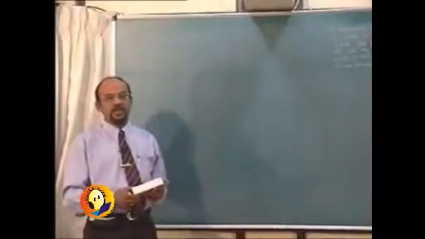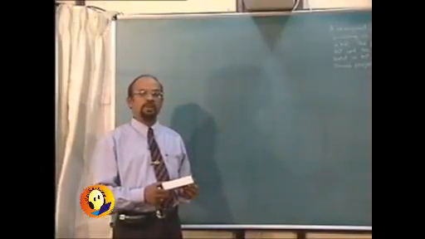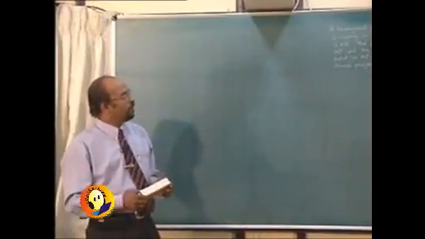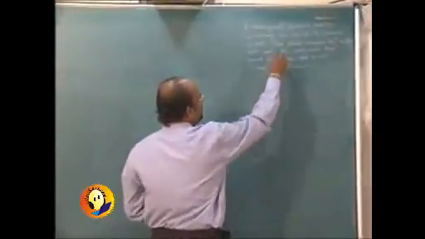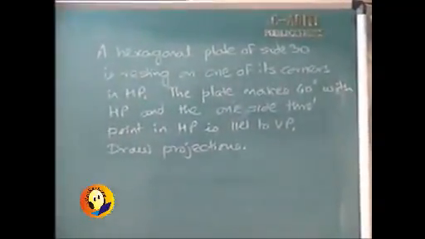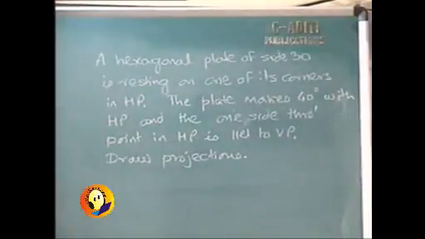So we are considering the case where the corner should be kept in HP. Another problem: a hexagonal plate of side 30 is resting on one of its corners in HP, and the plate makes 40 degrees with HP. One side through the point in HP is parallel to VP. Draw projections.